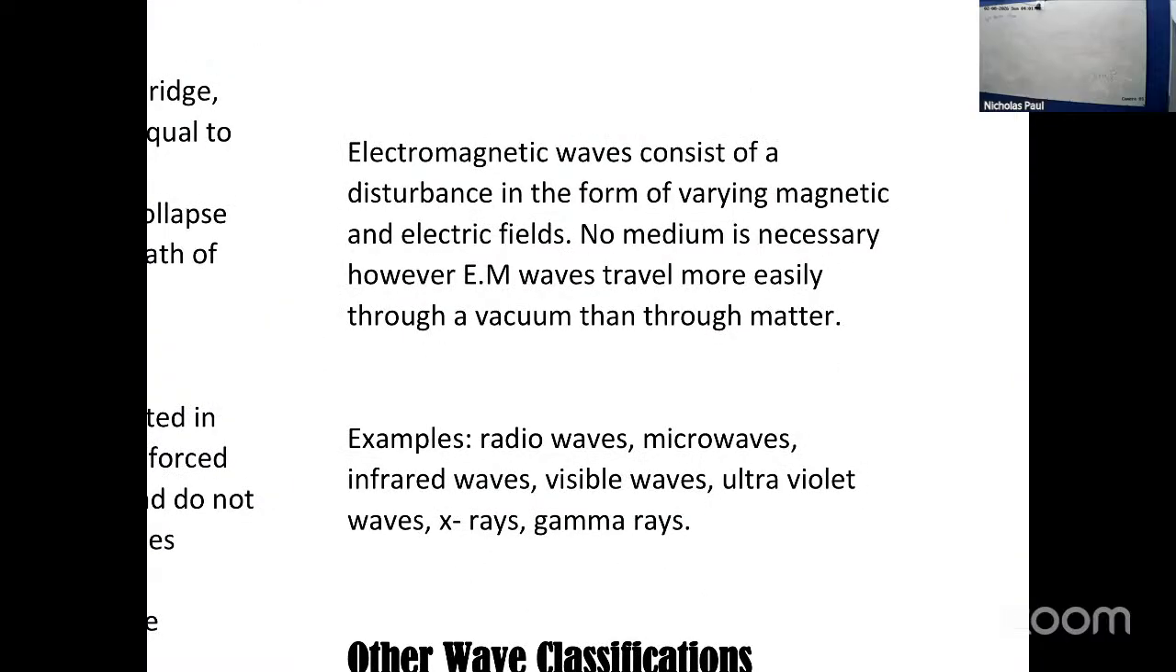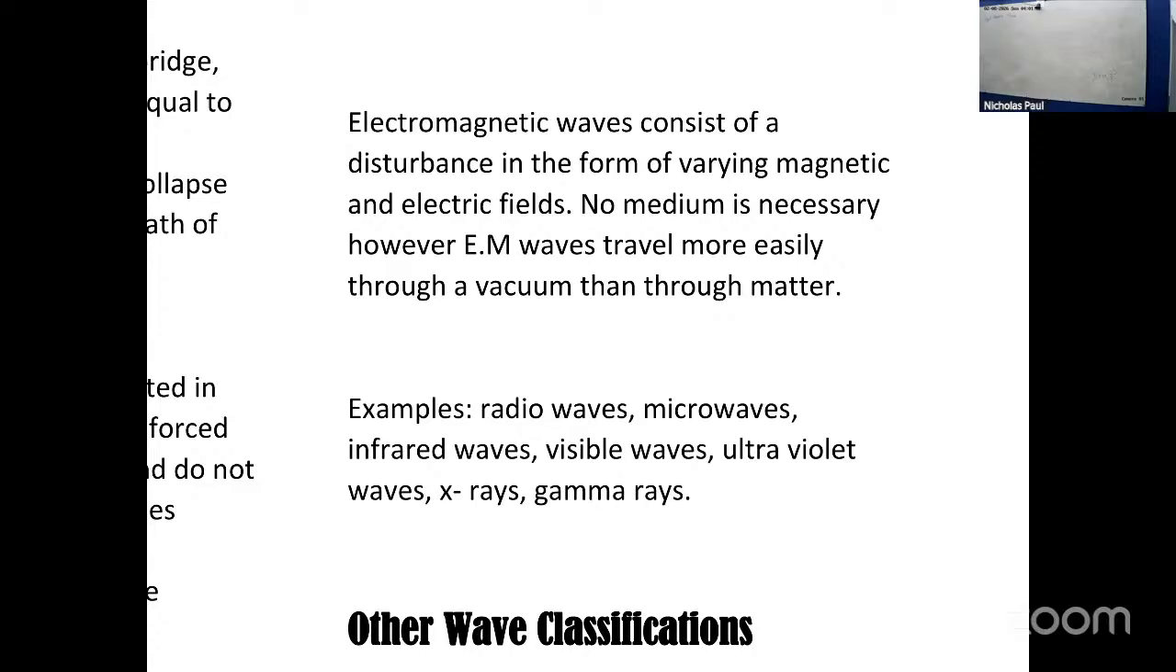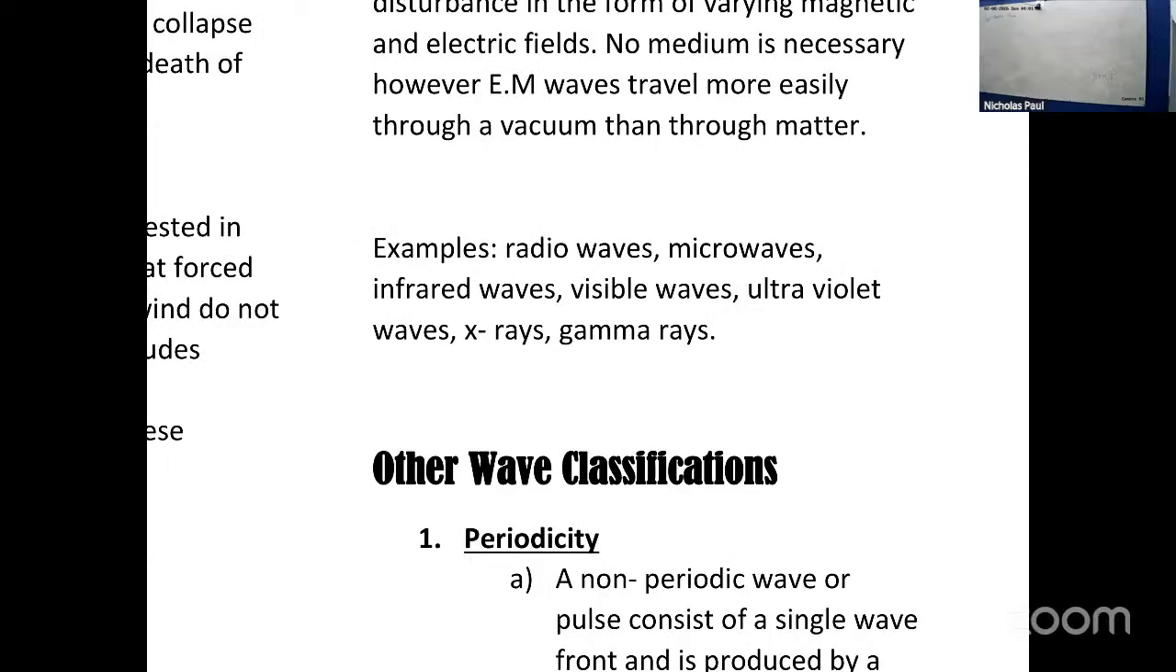Electromagnetic waves, on the other hand, consist of a disturbance in the form of varying magnetic and electric fields. No medium is necessary; EM waves travel most easily in a vacuum. All these are examples of the waves. Everybody recognize these here? The EM spectrum. Which one has the smaller wavelength, radio or gamma?